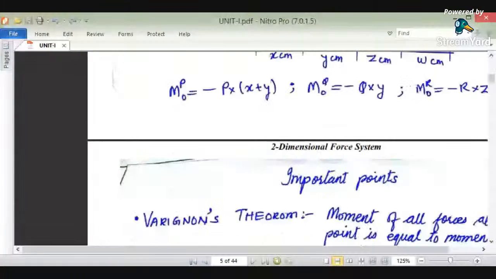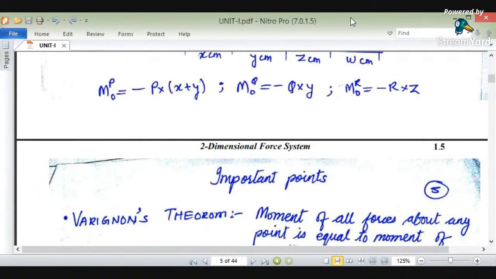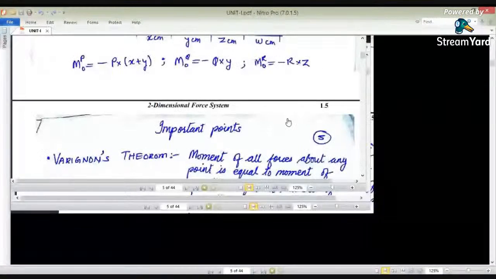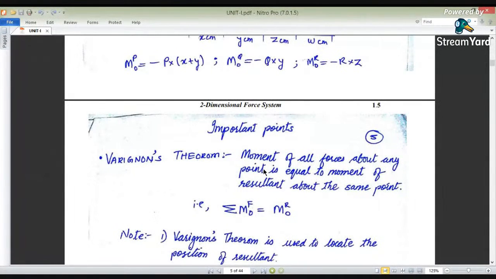Another important concept related with mechanics is the Varignon's theorem. The Varignon's theorem is also very important. The important point related with the theorem is that the moment of all forces about any point is equal to the moment of the resultant about the same point.